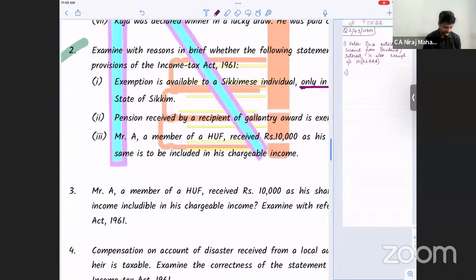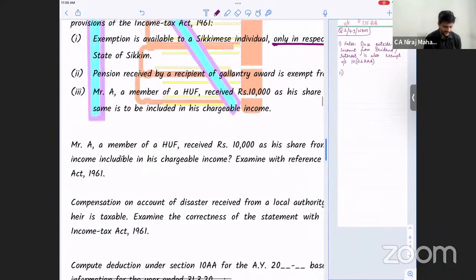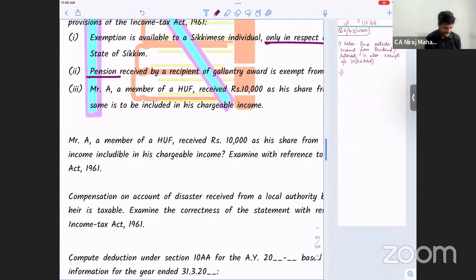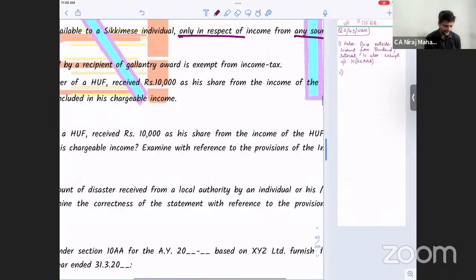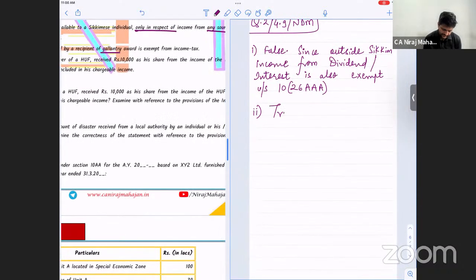Next one. Pension received by a recipient of gallantry award. Gallantry means again bravery. We have covered that. Is exempt from tax? Yes, that is true. If it is true, then we don't have to justify it, no? Give me the section. Very good, Mansi. 10(18), we have just now covered. All right.